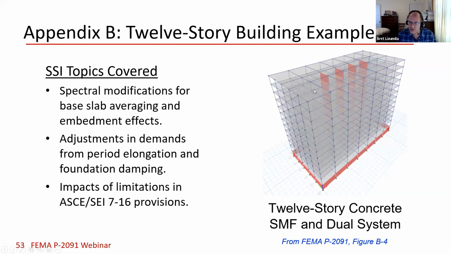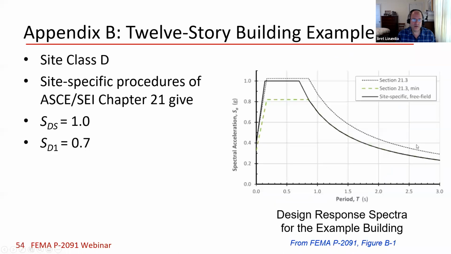So what you can see in this model here is moment frames in both directions, and in one direction it's a dual system, where you've got walls. Those are the red ones in the interior. It's on site class D. A site-specific analysis was done, so you didn't have to do that extension that we had in the 2-story one. This turned out to have nice round numbers, an SDS of 1.